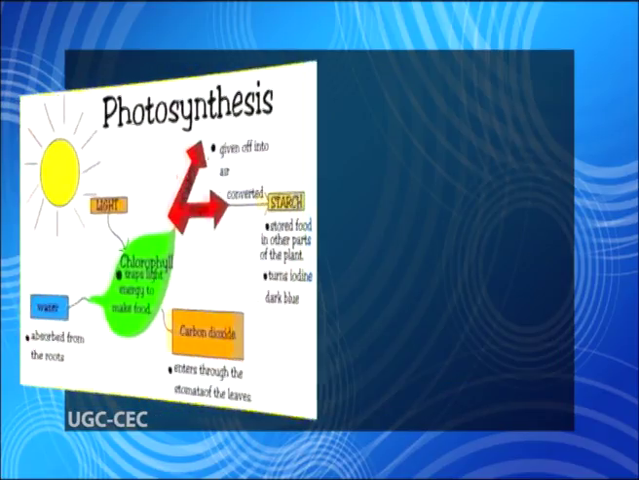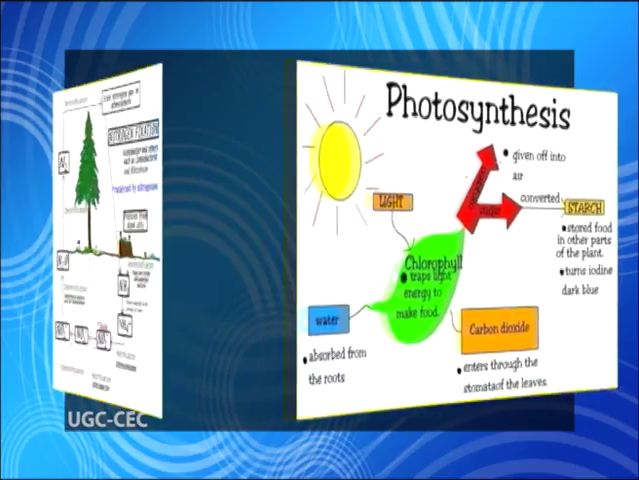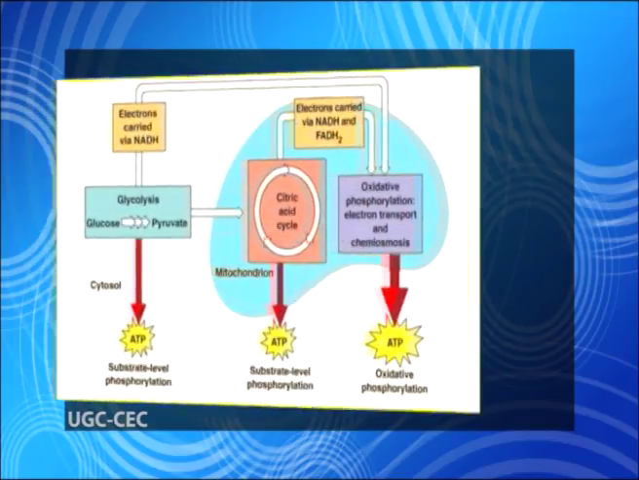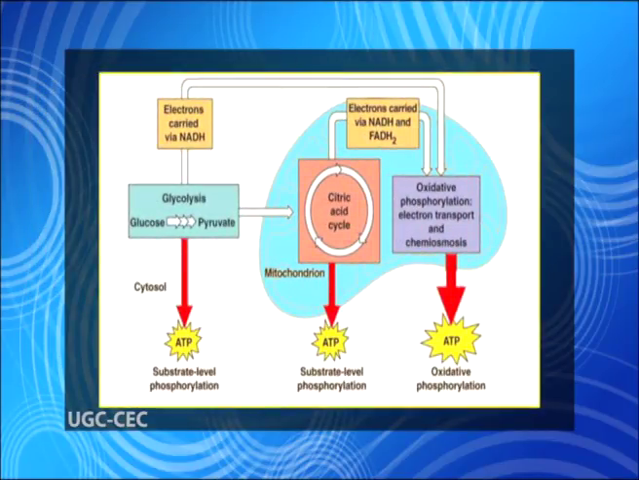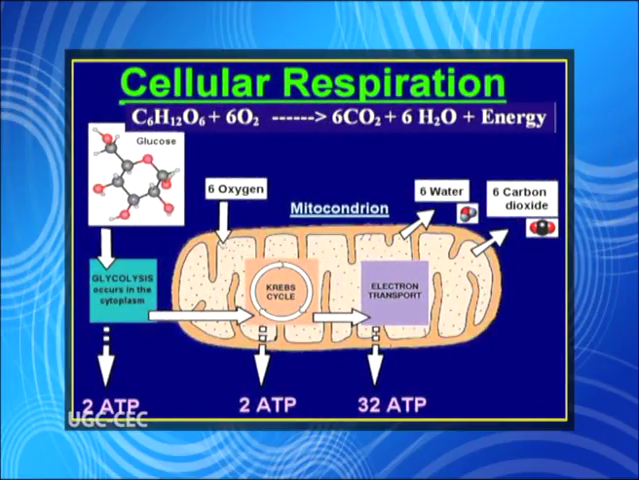The best examples of endergonic metabolism are photosynthesis and nitrogen fixation, where much energy is absorbed and less is released. And the best example of exergonic metabolism is respiration. During respiration, the energy output exceeds that of input. Little energy is used, but maximum energy is released.